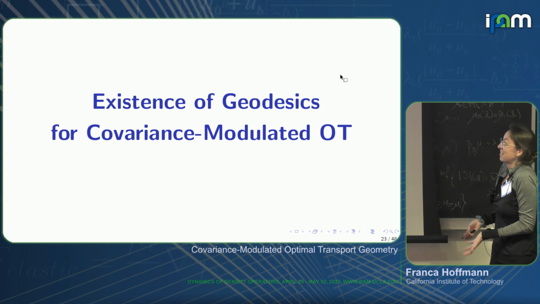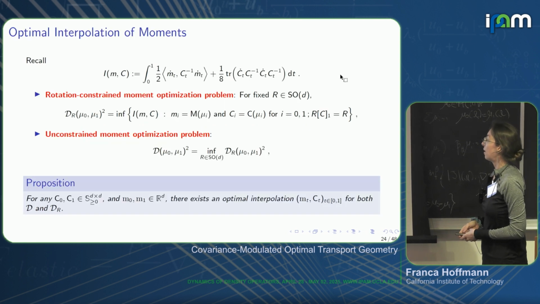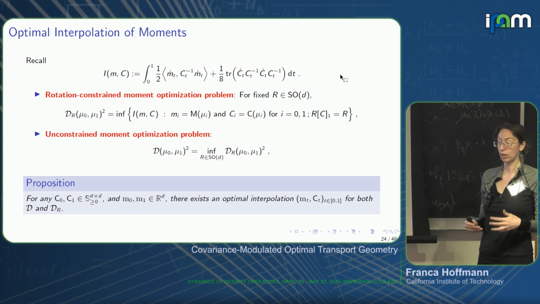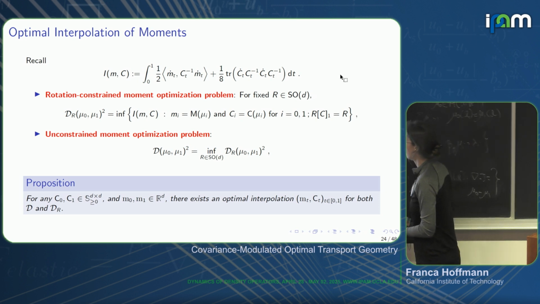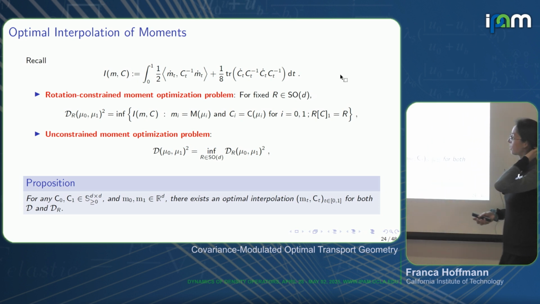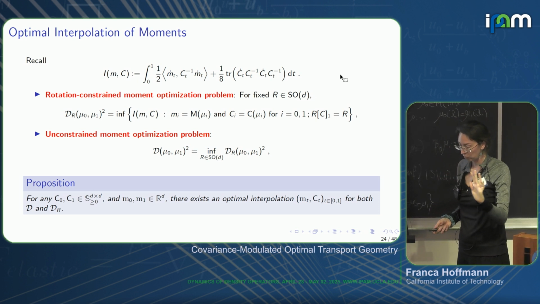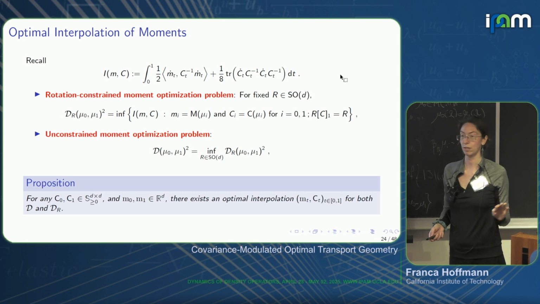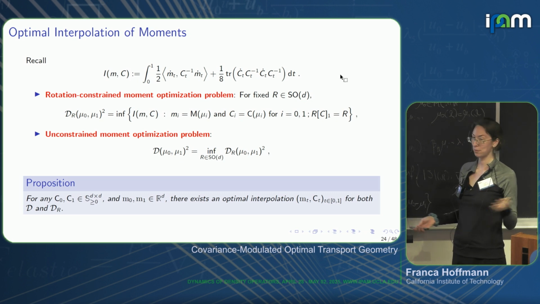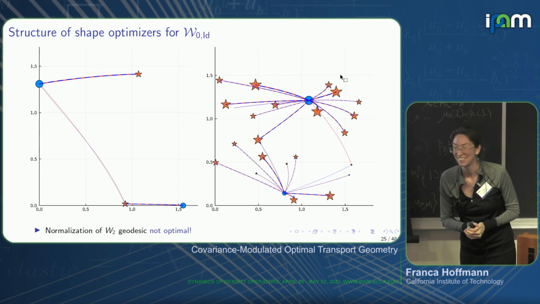Okay, so what about existence of geodesics for our covariance-modulated case? For the moment part, everything is fine. We can show existence of geodesics, we can write them down, and we can find some nice properties about them. So that part is okay. But for the constraint part, the shape part, essentially, that's where we don't know. So here's a picture.